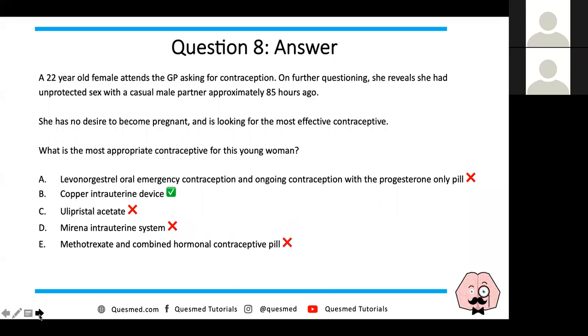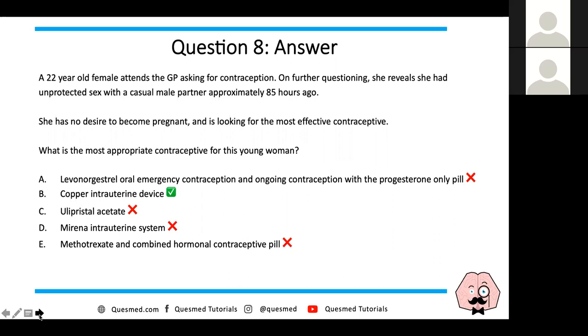Checking with the other answers, Mirena coil. So while that again provides effective long-acting contraception, it is not suitable for emergency contraception. So it would not be suitable in this case. And methotrexate is normally used for ectopic pregnancy in some circumstances. It is not used for emergency contraception.